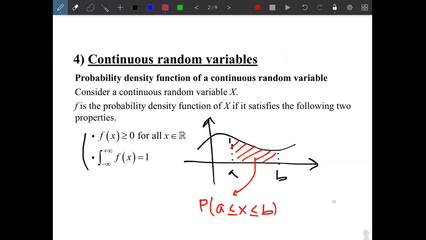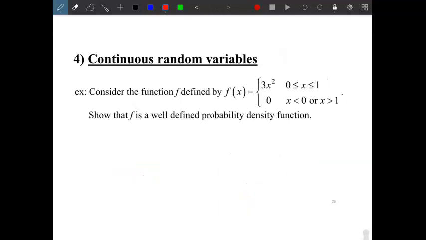So in fact, what we're seeing here as the integral of f of x from negative infinity to positive infinity is the sum of all probabilities. This is why that sum is equal to 1. Okay, so if we go through this example, we consider the function defined by f of x equals 3x squared for x between 0 and 1, and 0 elsewhere. Show that f is a well-defined probability density function.